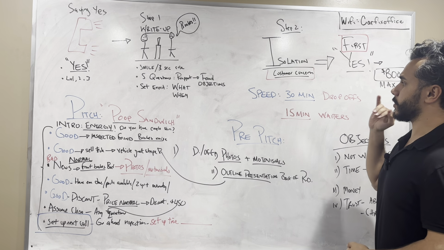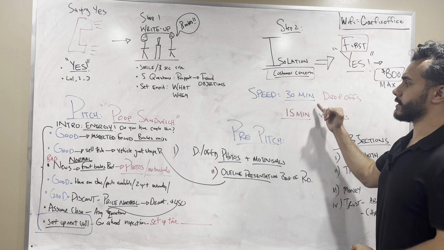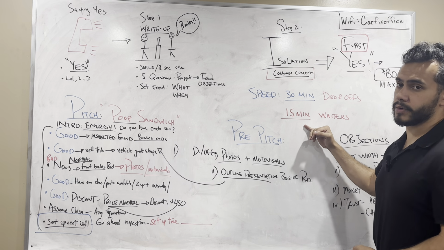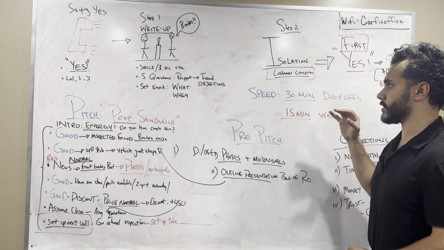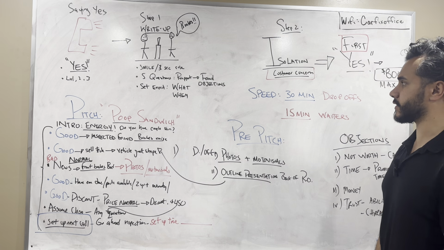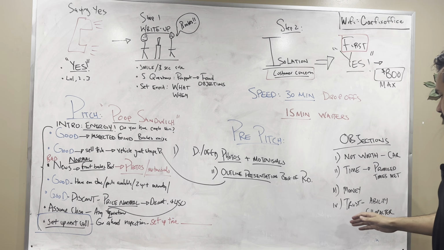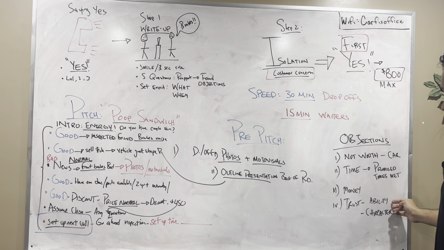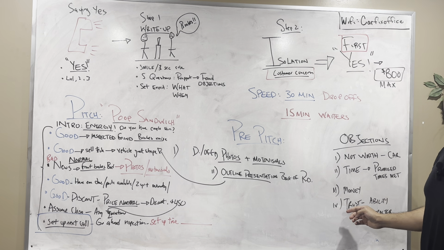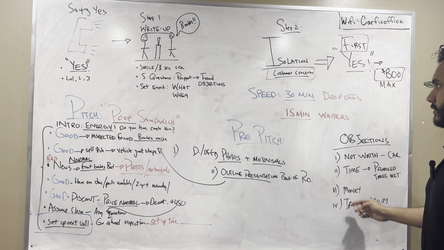For drop-offs, we call them back within 30 minutes. And for waiters, we address them within 15 minutes. This is huge. 50% of sales is, in fact, speed. The reason I'm saying that is because one of the objections you are going to find is whether the customer can trust your abilities, or whether they can trust your character. And you can overcome a lot of that with speed.